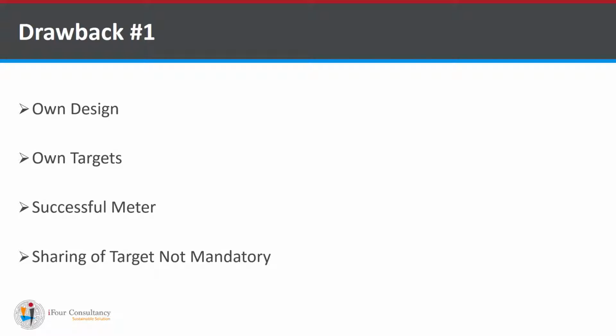So the first drawback is ISO allows the organization to define their own design and own target. It simply certifies whether the defined targets are successfully met or not. Also, this design does not have to be published or released to the partners, which makes it vulnerable.